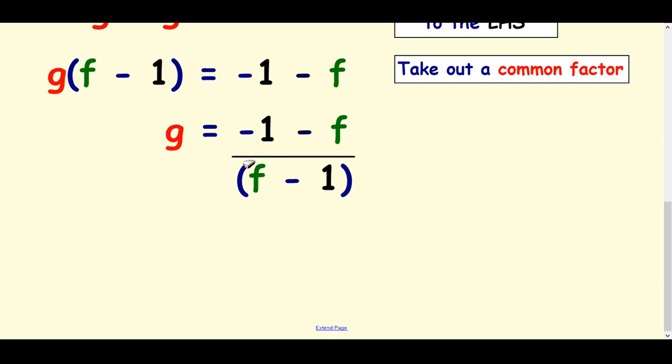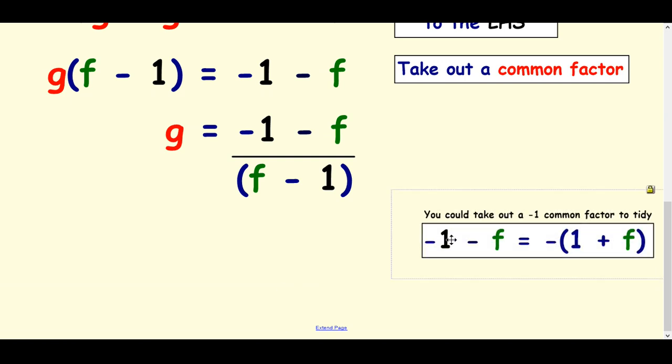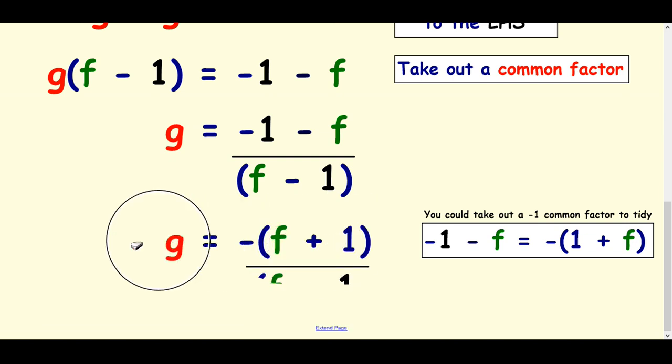Okay, just to make it even a wee bit more tidy, but I'd be really happy if you got to that stage, you can take out a common factor at the top of minus 1. So that would look like this. If you take out minus 1, you'd have minus 1 plus f, just to tidy it a wee bit. And what I'll finish off by doing is I'll rearrange the f and the 1, just so as it looks like that. I've put the f at the front and the 1 at the back. So we've got minus bracket f plus 1 over bracket f minus 1.